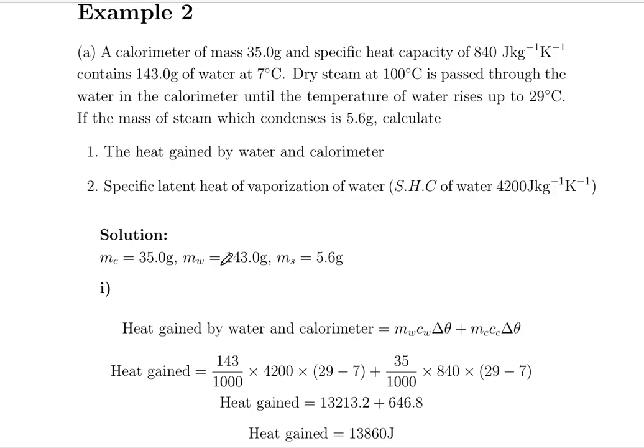So if you are to calculate the heat gained by the water together with the calorimeter, wherever we have a temperature change, we make use of this heat energy, which remember depends on the mass, the specific heat capacity, and the temperature change. In this formula, I have the mass of water, the specific heat capacity of water, times the temperature change. That is for water. Then the heat gained by the calorimeter is the mass of the calorimeter, the specific heat capacity of the calorimeter, times the temperature change.